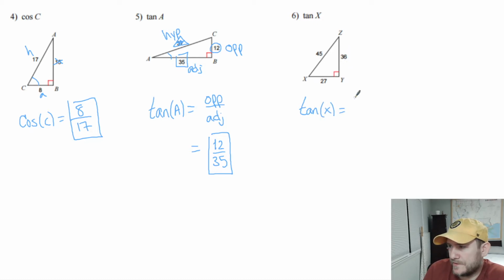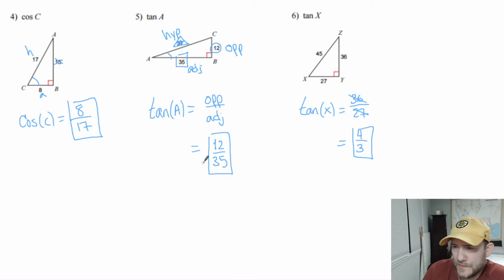And lastly, tangent of X. Opposite from X is 36. Adjacent to X is 27. And you can probably see that those are both divisible by 9. So 36 divided by 9 is 4. And 27 divided by 9 is 3.